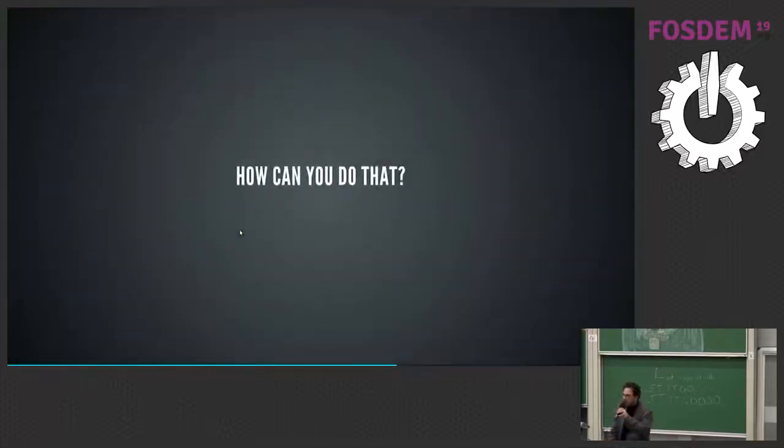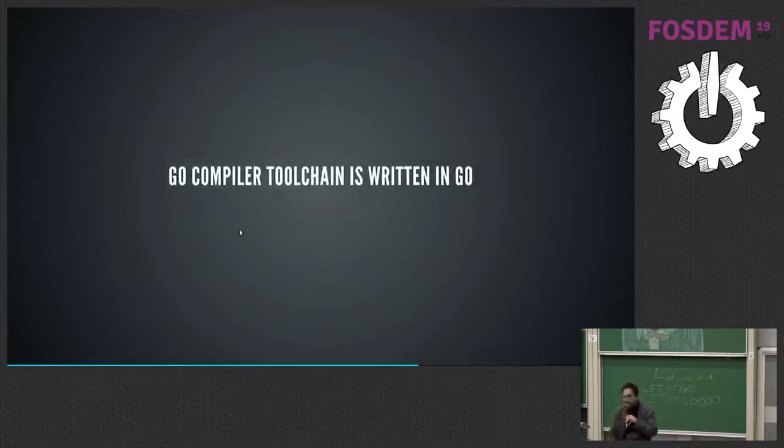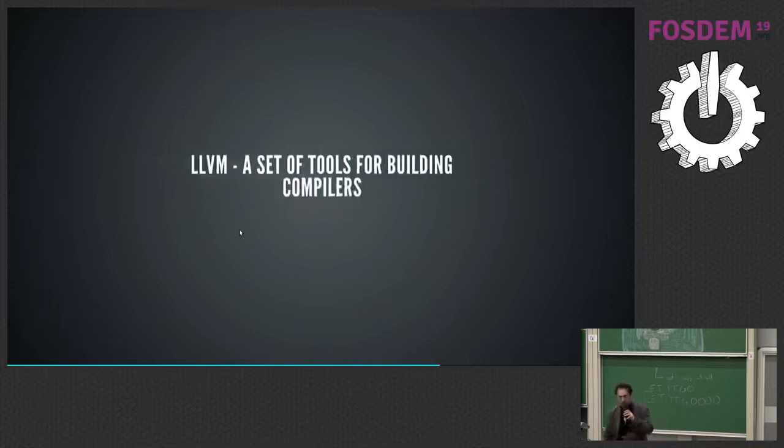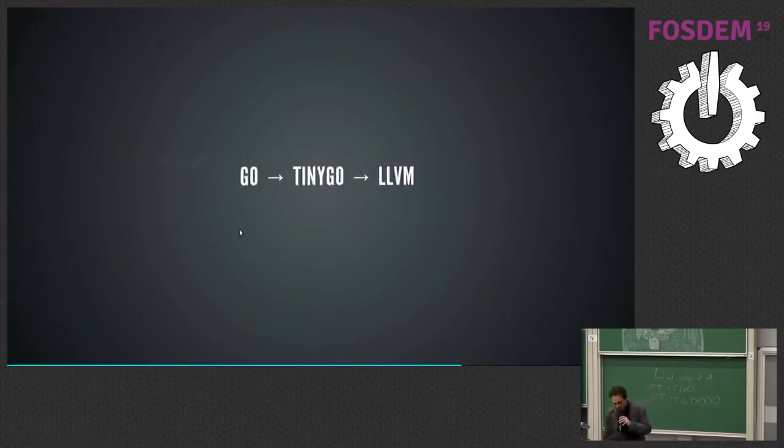How can you do that? Isn't that impossible? Well, luckily the Go compiler toolchain itself is written in Go. And then there's this other thing called LLVM, which is an actual toolkit for building compilers. So if we put those things together, we can use Go's front end to put it into SSA form, then use TinyGo's compiler to turn that into the intermediate representation that LLVM uses, and then use LLVM to generate binary code. So it's a different way. It's a different gospel of the Go compiler, if you will.